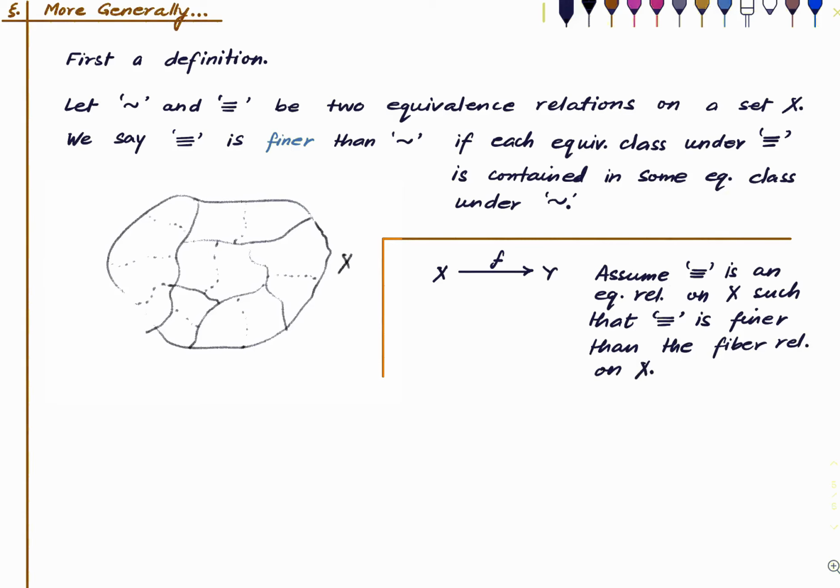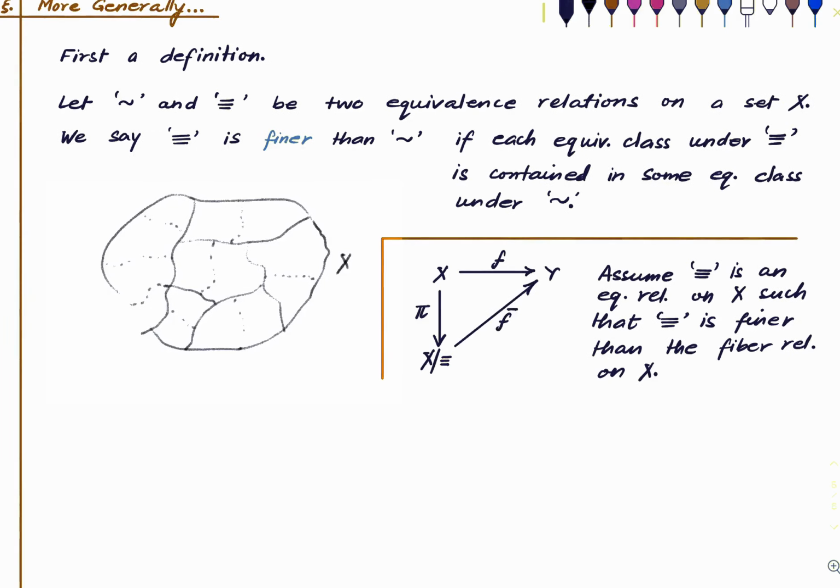Then the map F factors through this guy, X mod congruent, and we use the same symbol pi. Pi this time takes x to the equivalence class of x under congruent, not under the fiber relation. And we do get a map in this way, F bar, which this time is not an injective map. It does the same thing: it takes the equivalence class of x and sends it to F of x, and this is well defined. You can prove that, and this diagram commutes.